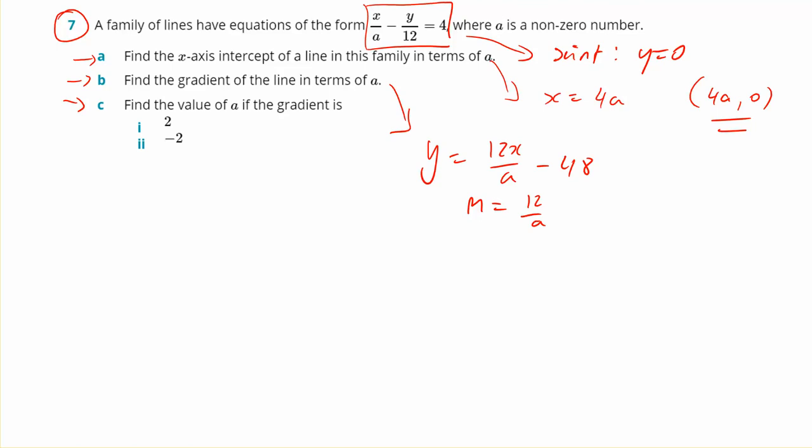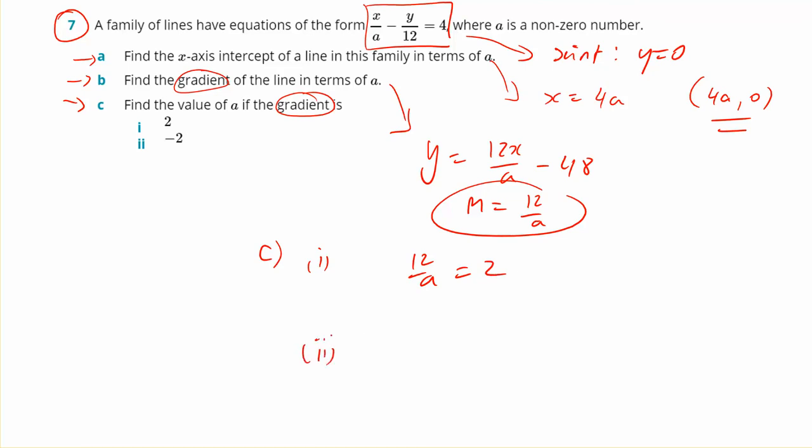Okay, so parts B and C are actually related. When it says find the value of a when the gradient is a certain value, you notice how we found the gradient in B in terms of a. Now for part C, it's simply stating that the gradient is equal to a certain value. So we know the gradient is 12 over a. For part 1, 12 over a equals 2. For part 2, 12 over a equals negative 2. And you just solve it on the CAS calculator.